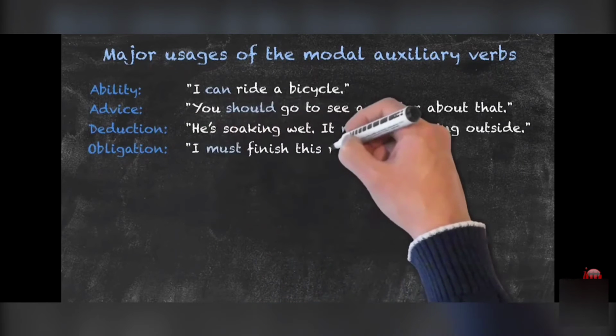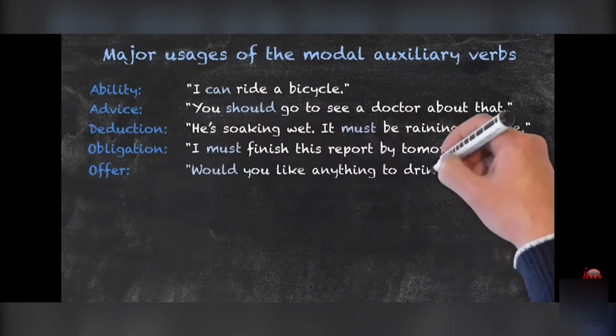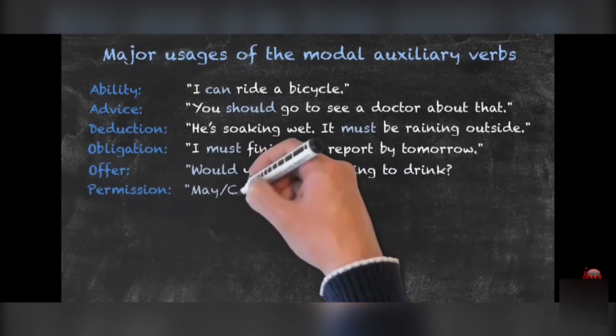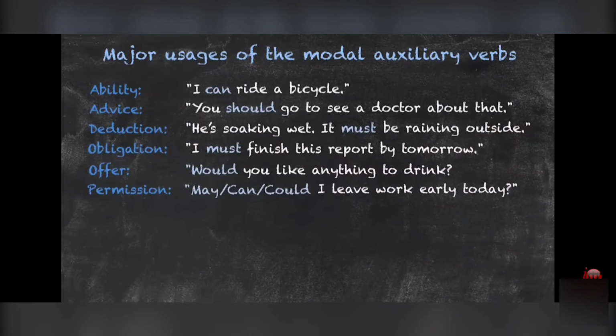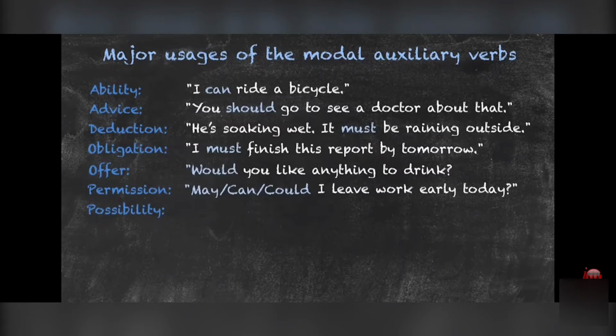You might want to make an offer. Would you like anything to drink? Permission. May I leave work early today? Can I leave work early today? Could I leave work early today? And possibility. You can take a train from London to Manchester. You can buy tickets at the door or in advance.